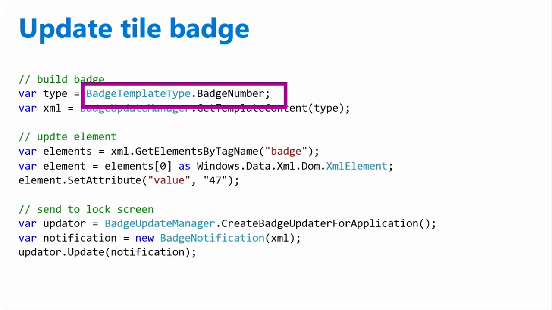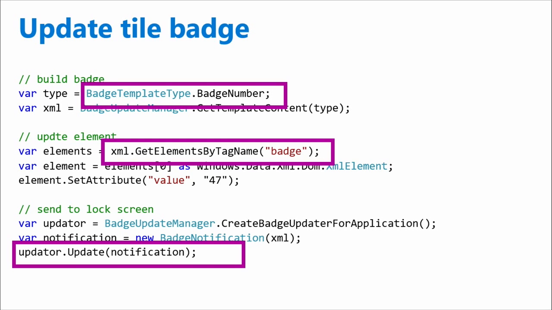And so the way that all of these will work will be the same pattern over and over again, where I go and get a specific template which translates into an XML block. So it's created and structured in a way that the tile subsystem expects it to be. And so what I do is I go in and I find the badge element, change its value, in this case to 47, and just use the badge update manager to update. And we're going to see this pattern repeating over and over again as we start doing other things. All right, so that's the final update.